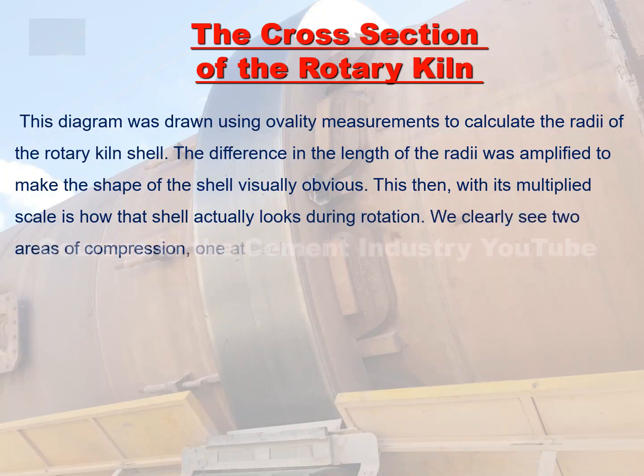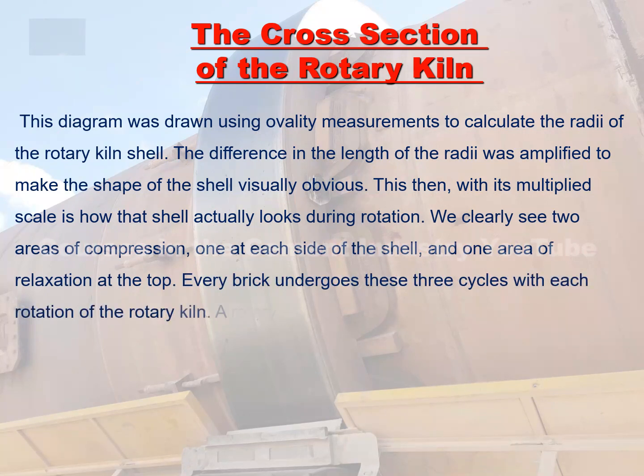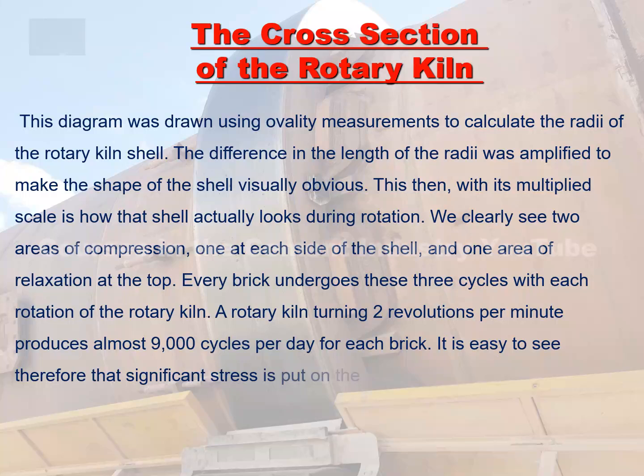We clearly see two areas of compression, one at each side of the shell, and one area of relaxation at the top. Every brick undergoes these three cycles with each rotation of the rotary kiln. A rotary kiln turning 2 revolutions per minute produces almost 9,000 cycles per day for each brick. It is easy to see, therefore, that significant stress is put on the refractory when this movement becomes excessive.